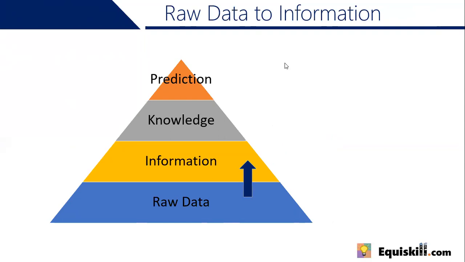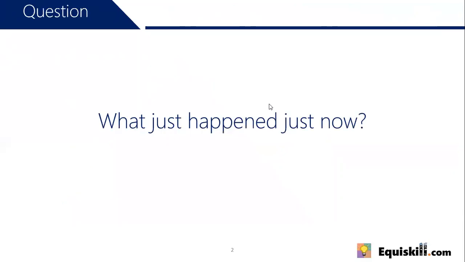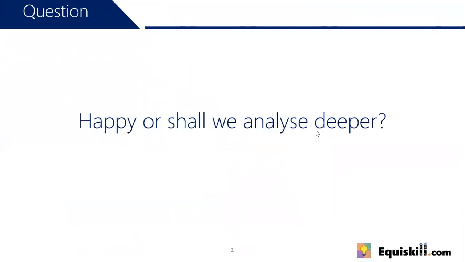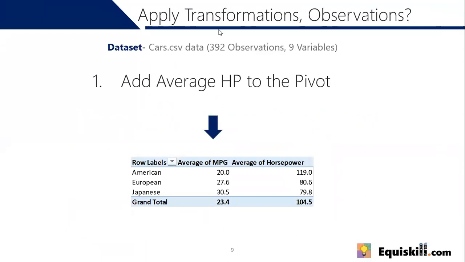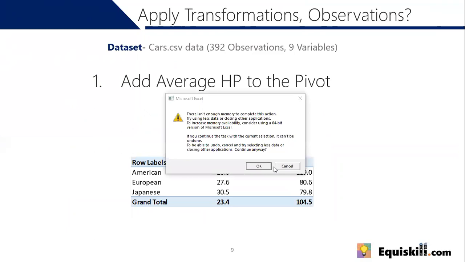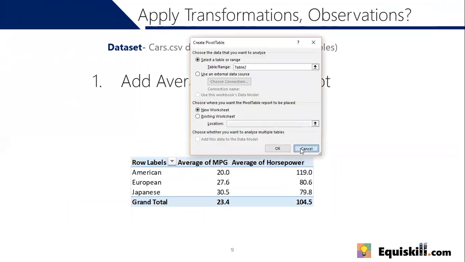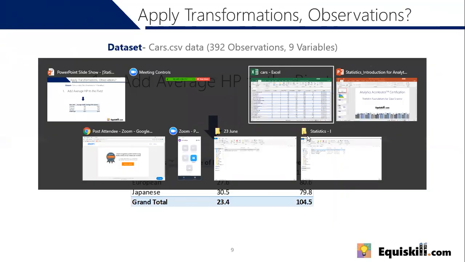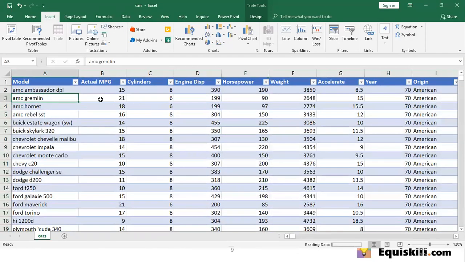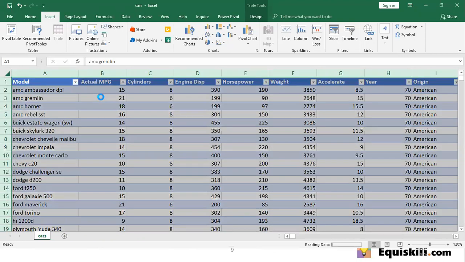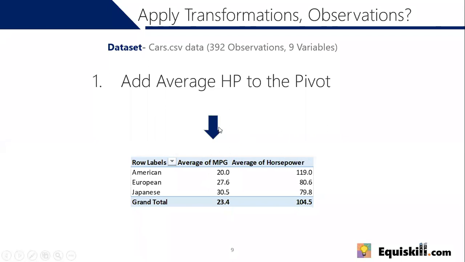So I'm going to add something more to this pivot. Apart from the origin of the car and the miles per gallon, I'm also going to throw in some cylinders, okay? So let me add horsepower. In fact, instead of cylinders, let me throw in some horsepower here. I'll just work my pivot again, right? And throw in the horsepower.